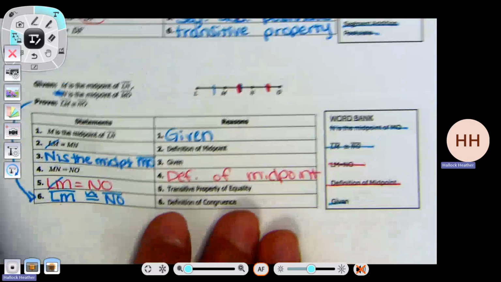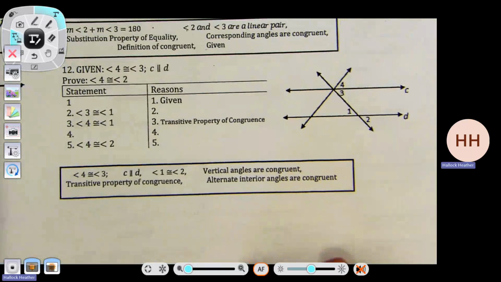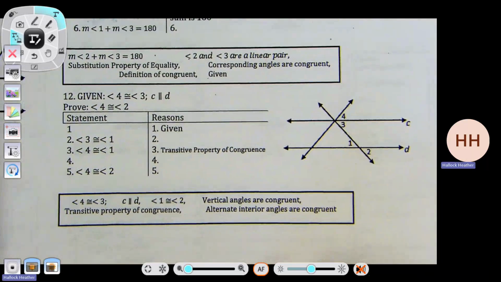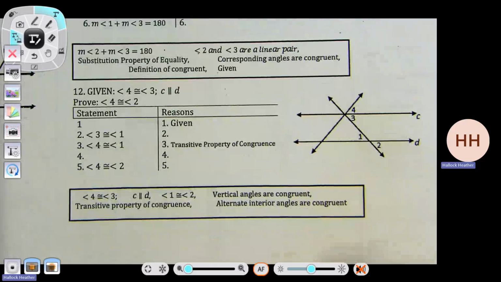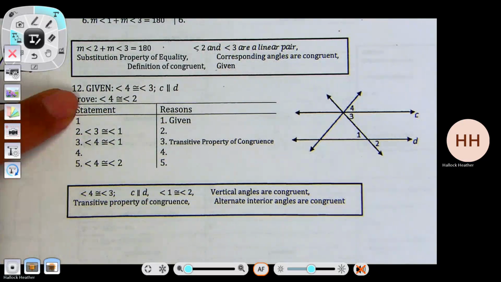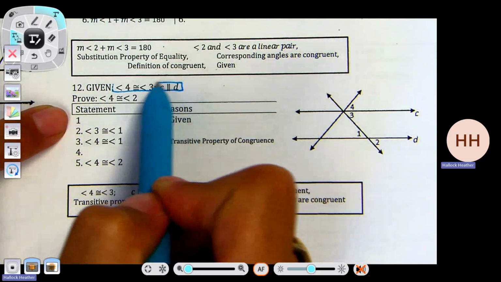Let's go to the back. Let's try 12. We're going to do 2 more together. They're not too bad. So for numero 12, the pictures are going to look a little crazy, so don't get overwhelmed. We still have a word bank down here. Without even trying to read the problem, what's automatically going to go in the first statement? The given. So I'm going to literally copy the given information in that first little box.